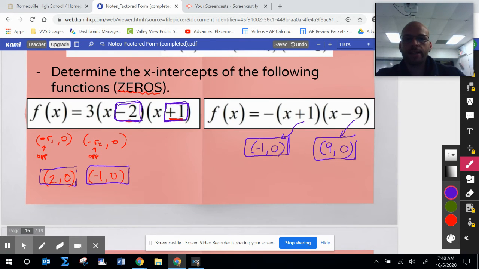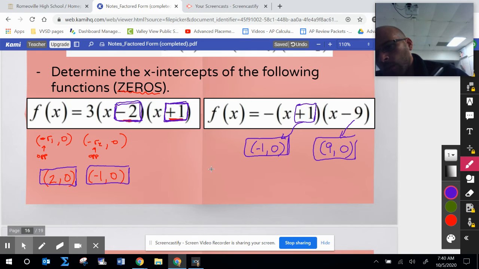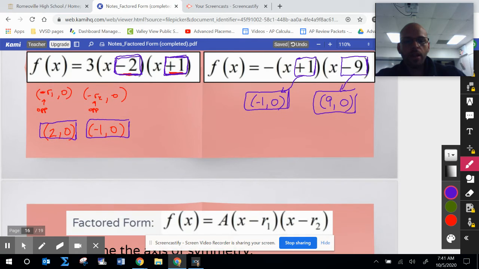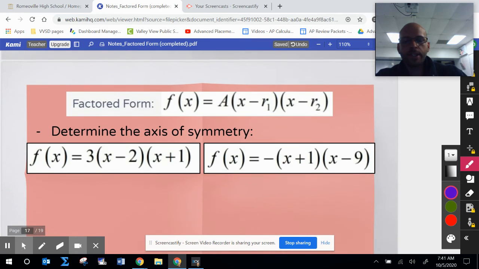So when you're finding the x-intercepts or the zeros, another word for x-intercept is zeros, in case you see that, we are just taking the opposite of the constant that's within each group. So we're taking the opposite of this positive 1. We're taking the opposite of this negative 9. And those are the 2 points where my graph will cross the x-axis. Okay? Now, the axis of symmetry.